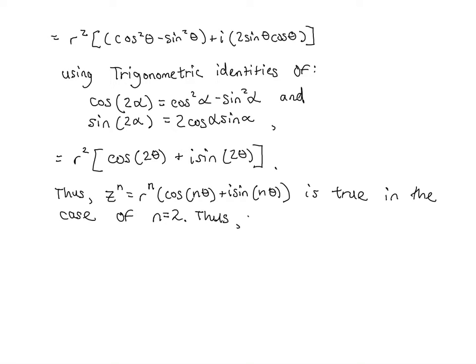Thus, we have shown the basis step. So that was the initial case of n equals 2. So that proves our basis step. And now we're going to want to move on to the inductive step, which is going to help us show that it's true for all n greater than or equal to 2 and not just 2. So let me go on to another page here.